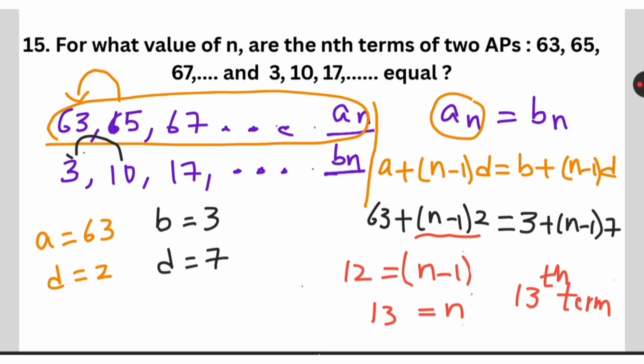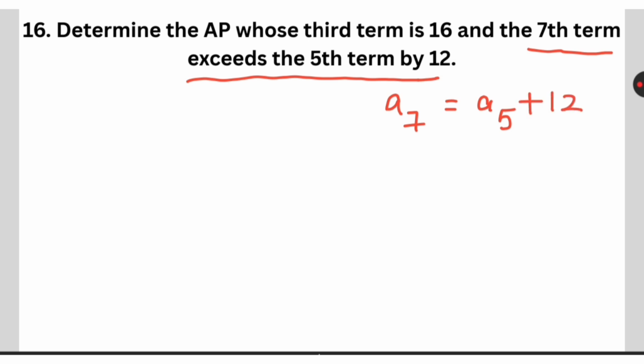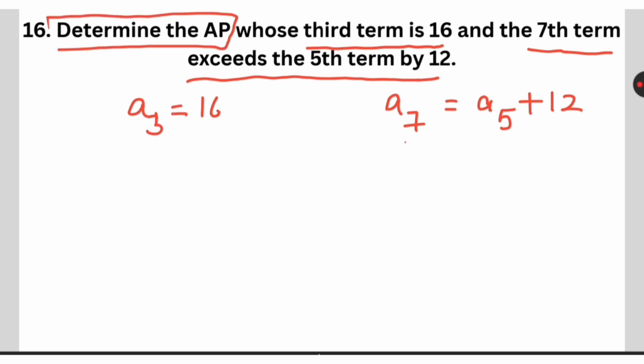Let's go for question 16. Determine the arithmetic progression whose third term is 16 and the seventh term exceeds the fifth term by 12. So what they said, the seventh term, that is A7, exceeds the fifth term by 12. That means, how can you get the seventh term? If you add 12 to the fifth term, then we are going to get your seventh term. And also they said the third term A3 is 16. So we have to find out the arithmetic progression.